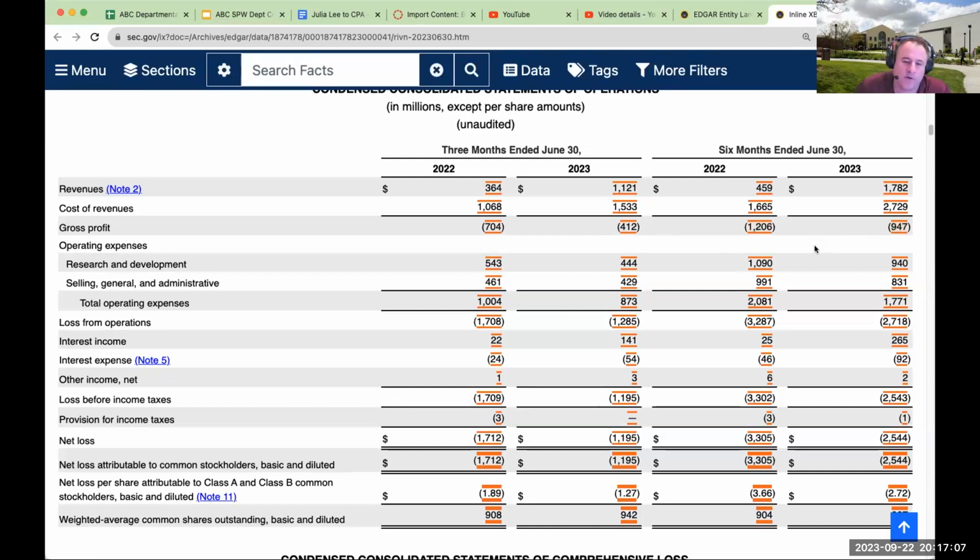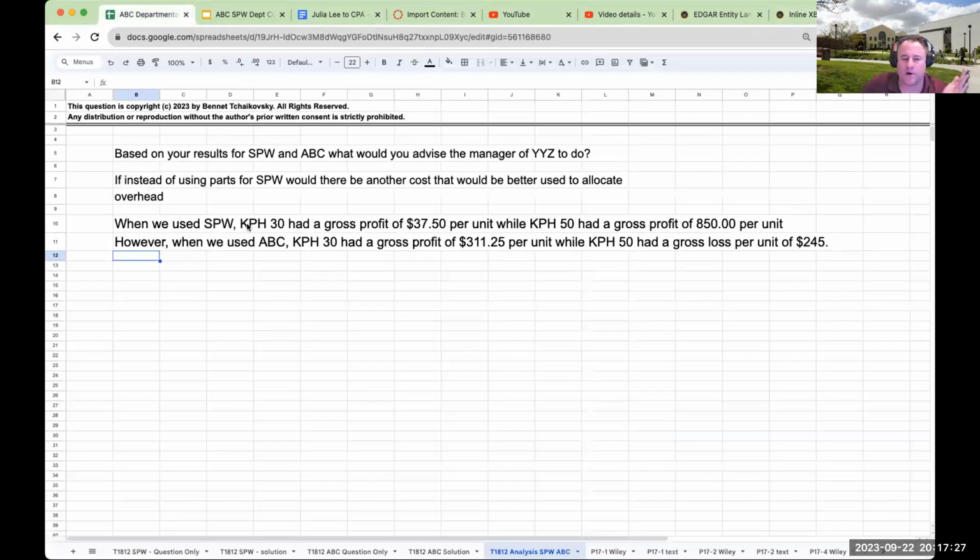So as we're looking at this for Rivian, it's okay if they have a loss. By the way, Tesla was in the same position. However, if you are at a loss, it really comes down to what's your plan to reach profitability. So for our YYZ company, as we're looking at this over here, well, we had a loss per unit, but is there some pathway to profitability? So based on our results, what would you advise the manager of YYZ to do?